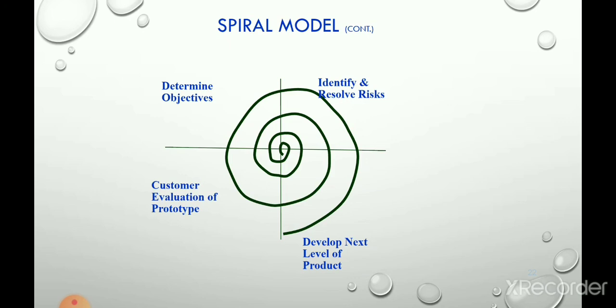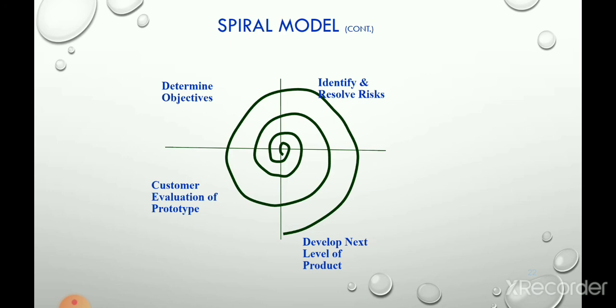In the next phase, it evaluates all the alternative solutions and takes the best solution, identifies and resolves the risk for the best solution and builds a prototype. Means in the second quadrant the spiral model builds a prototype. Then the third quadrant: in the third quadrant the actual software is built and given to the customer. Okay, means the designing, coding, testing is done in the third quadrant.